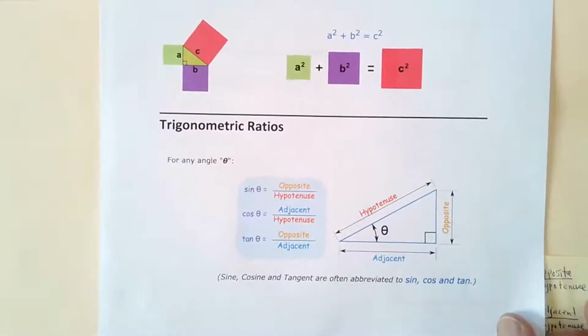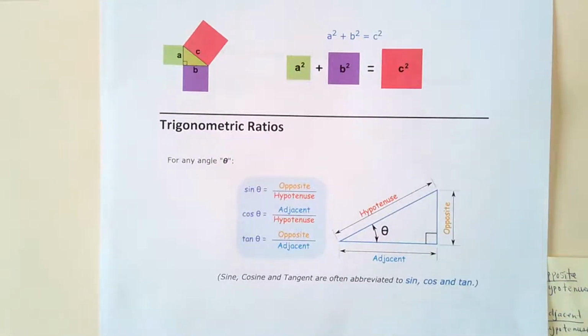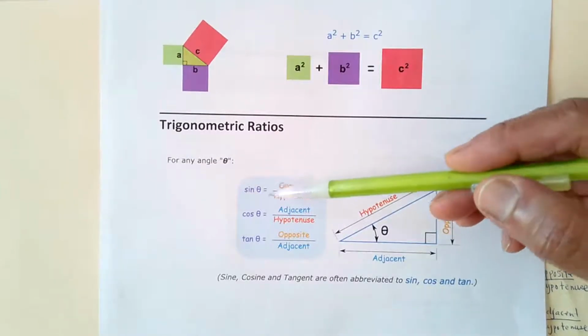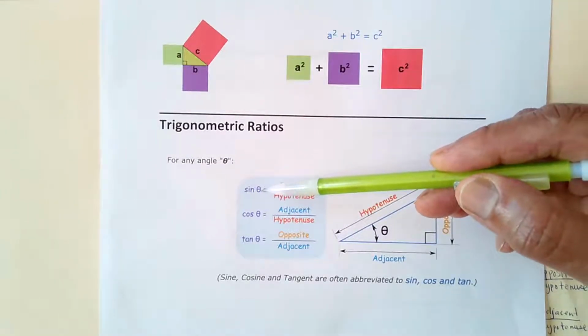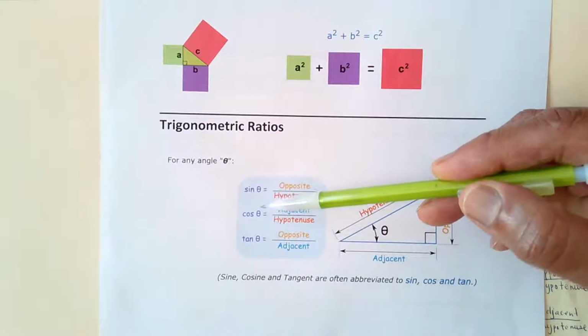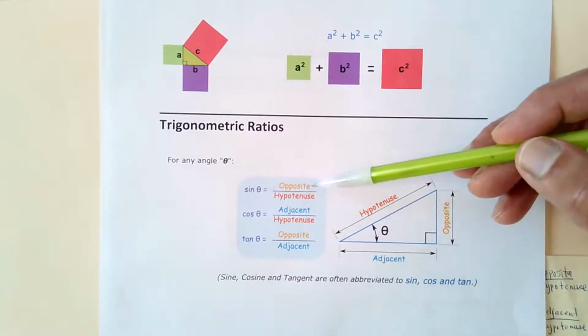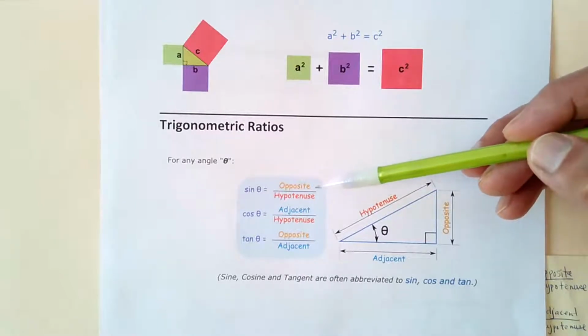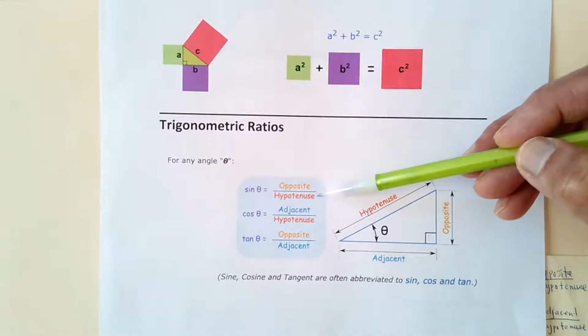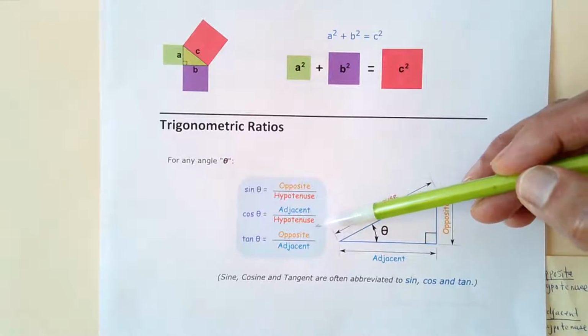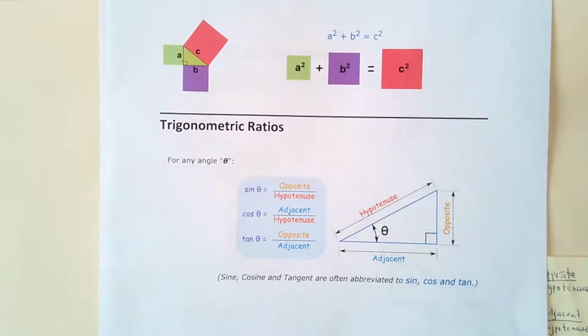And then we looked at the three trigonometric ratios. They're all interconnected, and there are three of them: sine, cosine, and tangent. Sine is the length of the opposite side divided by the hypotenuse, cosine is adjacent over hypotenuse, and tangent is opposite over adjacent.